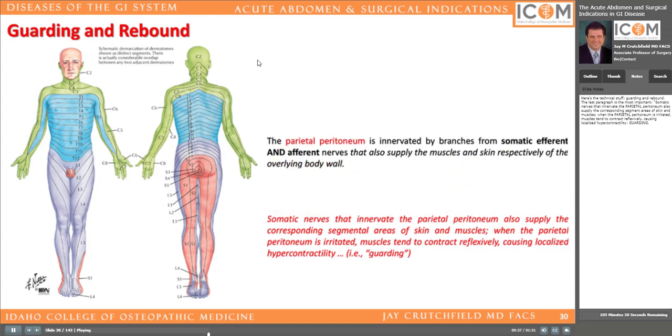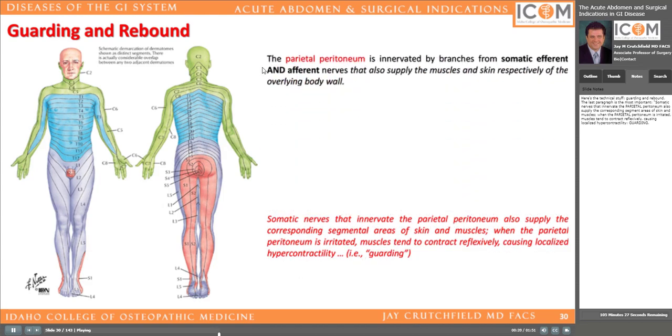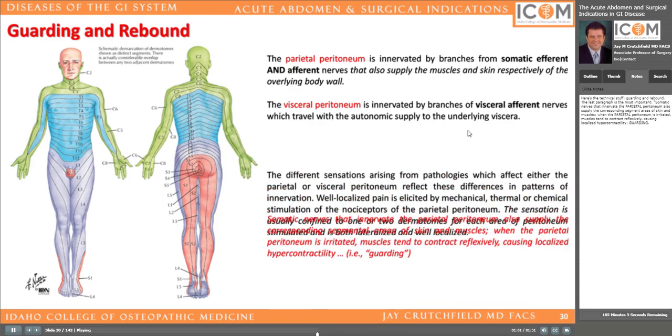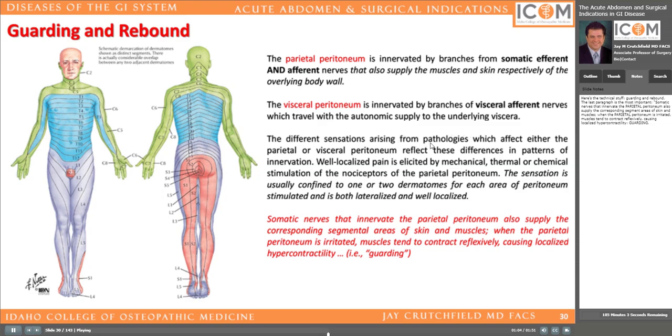The parietal peritoneum is innervated by branches from somatic efferent and afferent nerves that also supply the muscles and skin, respectively, of the overlying body wall. That's what we just said in the previous slide. The visceral peritoneum is innervated by branches of visceral afferent nerves, which travel with the autonomic supply to the underlying viscera. So continuing, the different sensations arising from pathologies which affect either the parietal or visceral peritoneum reflect these differences in patterns of innervation.